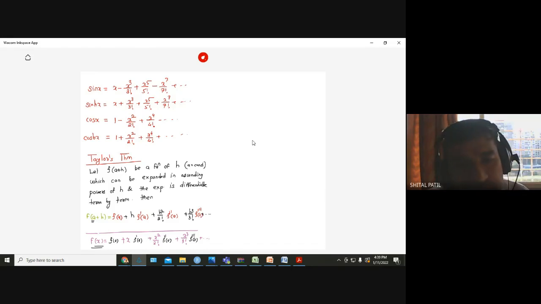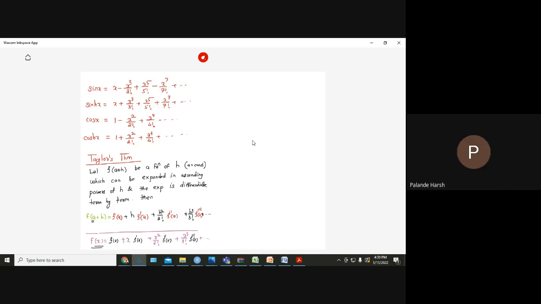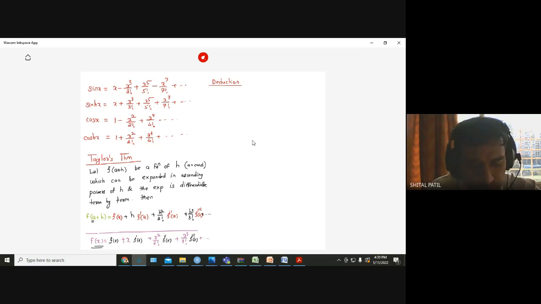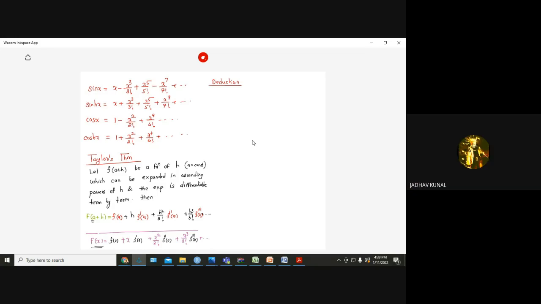Has everyone understood? Write it. Yes, sir. It means that when a is equal to 0, it will become Maclaurin's theorem. Absolutely. Very good. I am writing on the next page. You should be able to understand it in this way. So whenever a is equal to 0, we get Maclaurin's theorem.